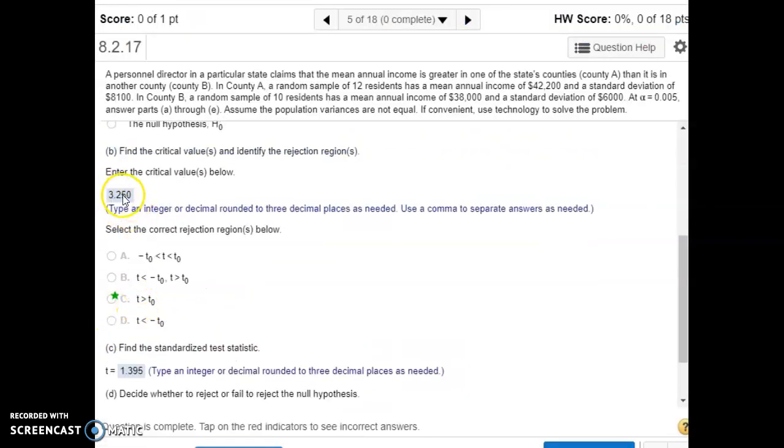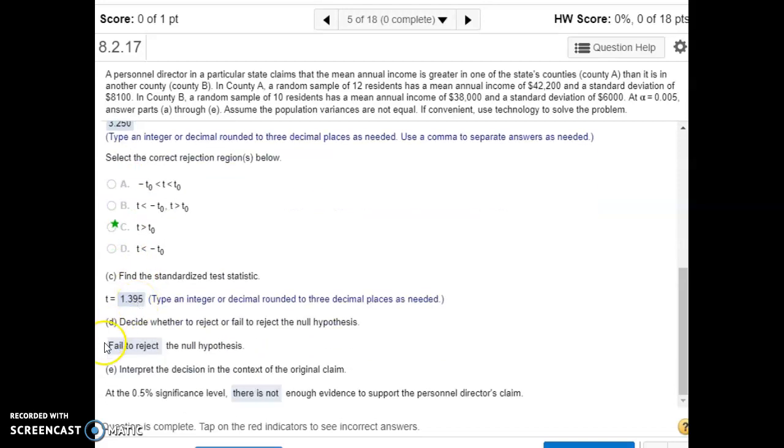1.395 is not greater than our critical value. It's not in the rejection region, so we will fail to reject the null hypothesis, which means at the same time we're saying there's not enough evidence to support the alternative hypothesis, which in this example, the alternative hypothesis was the claim, and there's not enough evidence to support that.